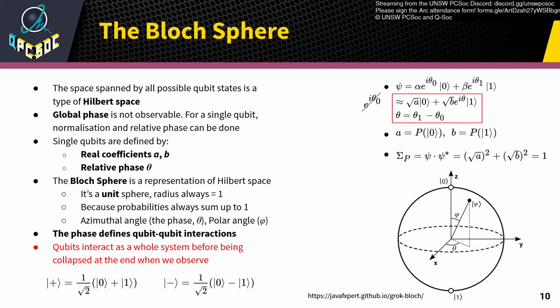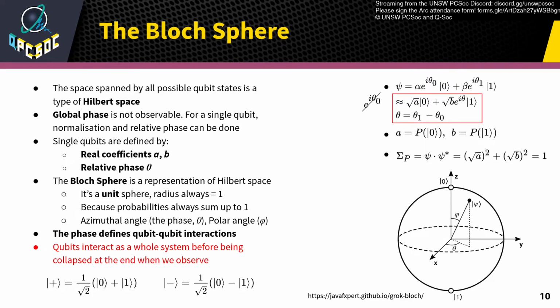Additionally, you can simplify this general formula. You can take out this e to the i theta 0. This is what we call a global phase. It turns out it's not observable for a single qubit, so it doesn't really matter. Once you divide through, you end up with this, and a new angle that is equal to this angle minus this angle. So this is the most important equation you will learn today.